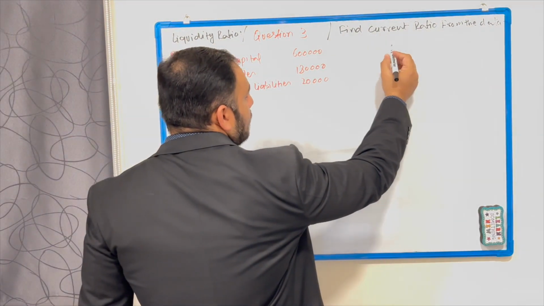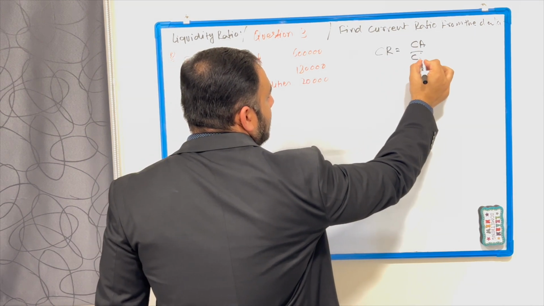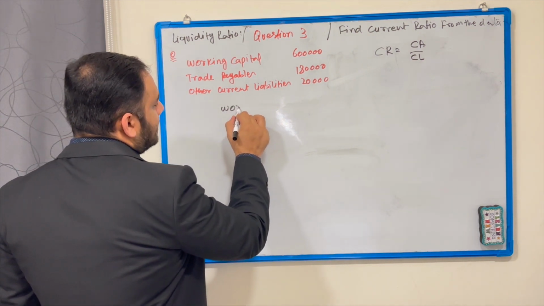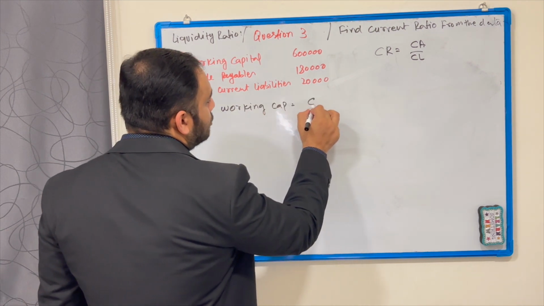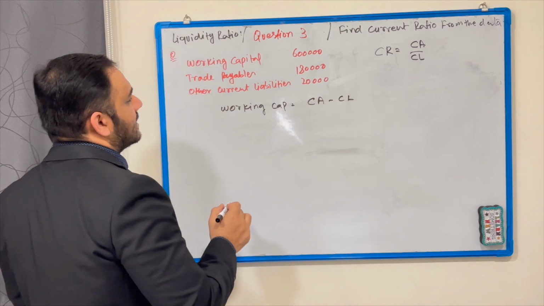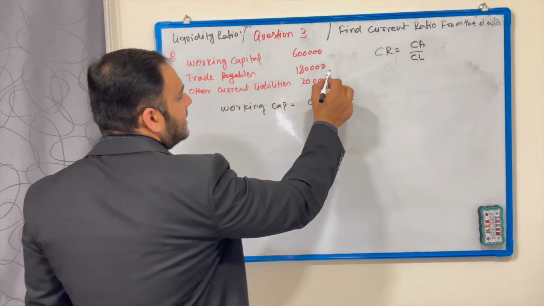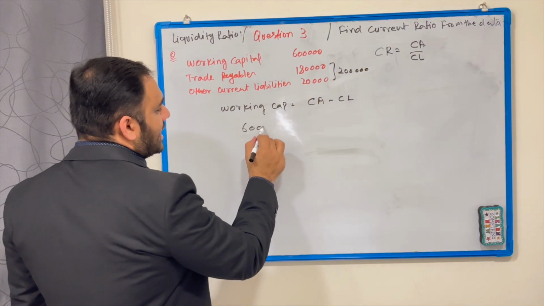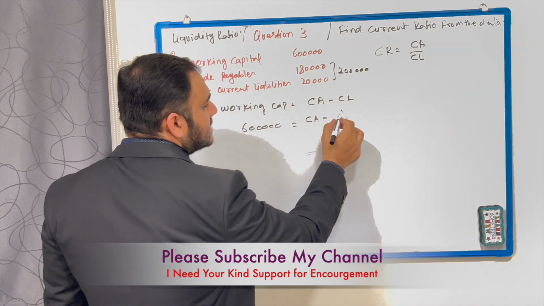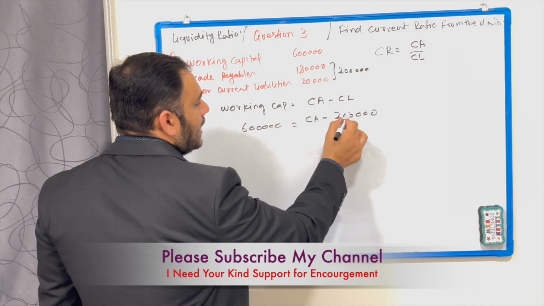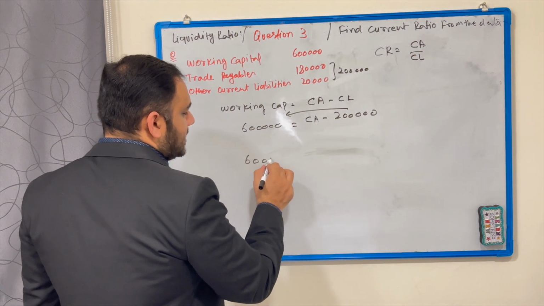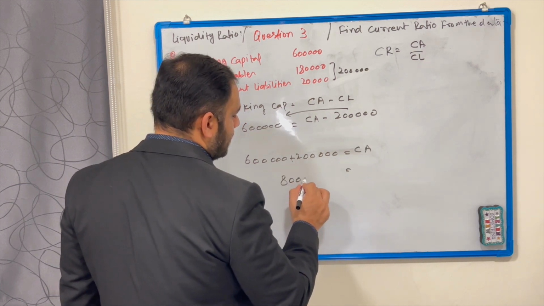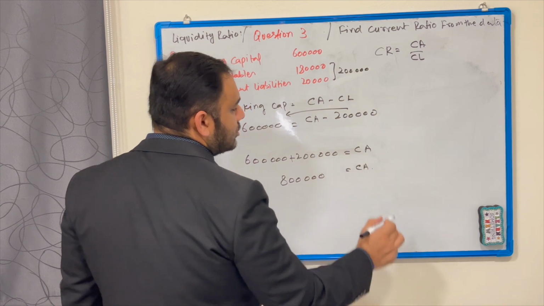Before that, we will see the formula. Current ratio equals to current assets over current liabilities. So we need to find current assets out of working capital. What is the formula we will use? Working capital equals to current assets minus current liabilities. What are the current liabilities? Trade payables and other current liabilities both are your current liabilities. So it will become 2 lakh. Working capital 6 lakh equals to current assets minus current liabilities 2 lakh. When we bring it here, 6 lakh plus 2 lakh equals to current assets, so it will become 8 lakh. 8 lakh is your current assets.